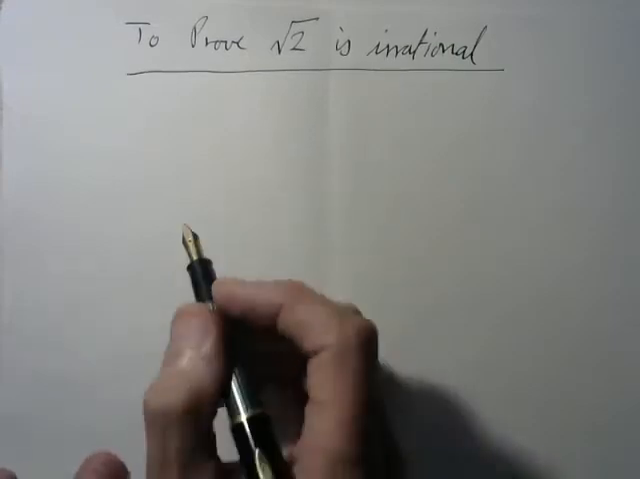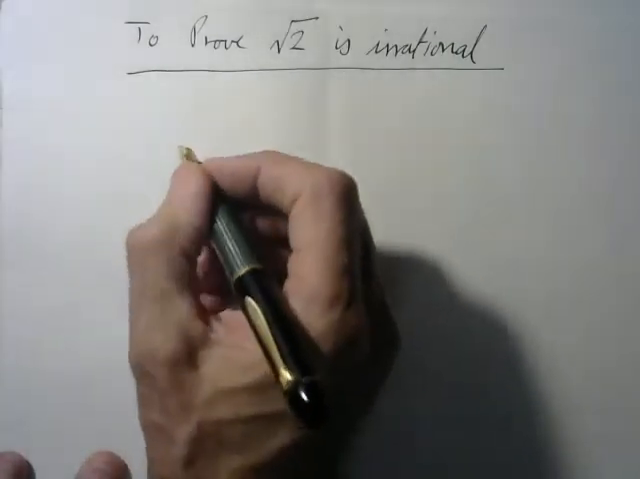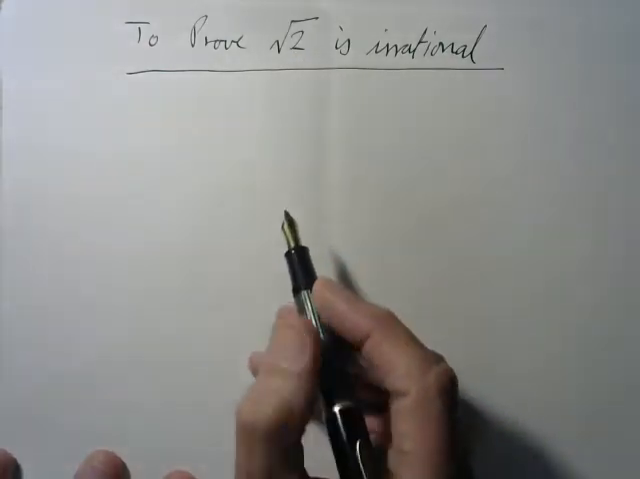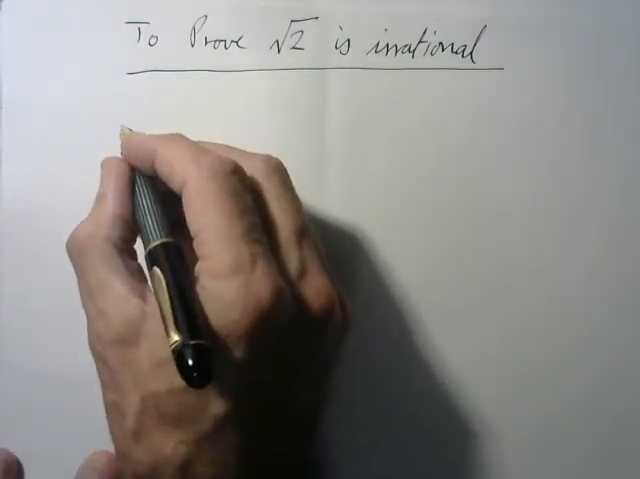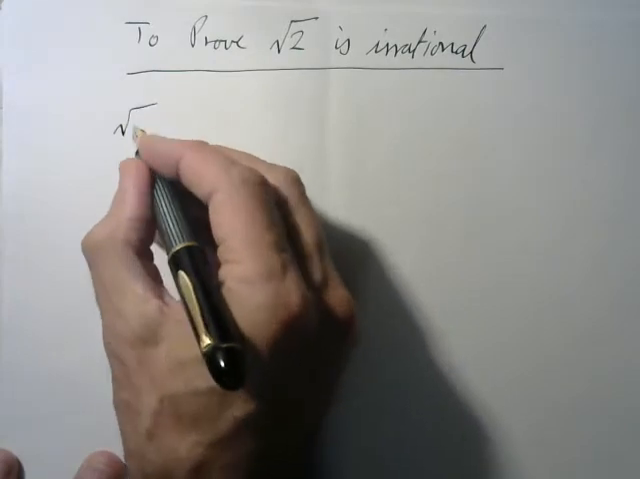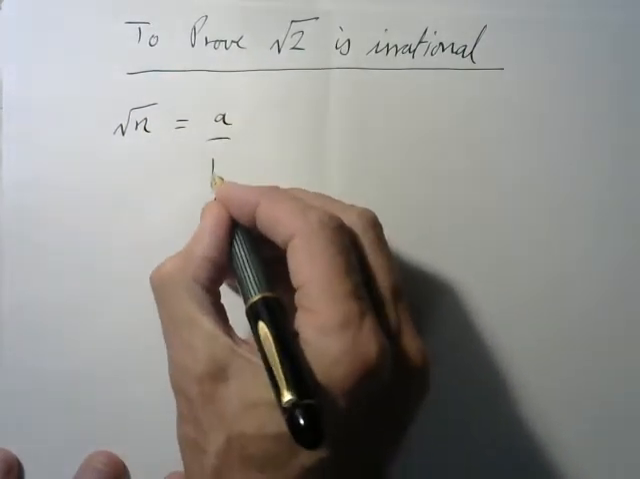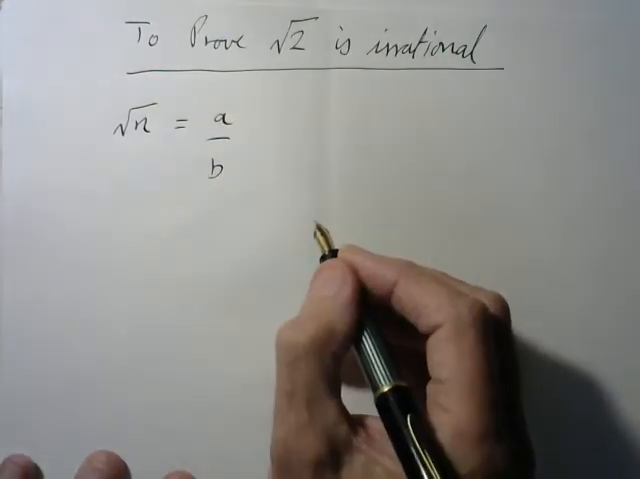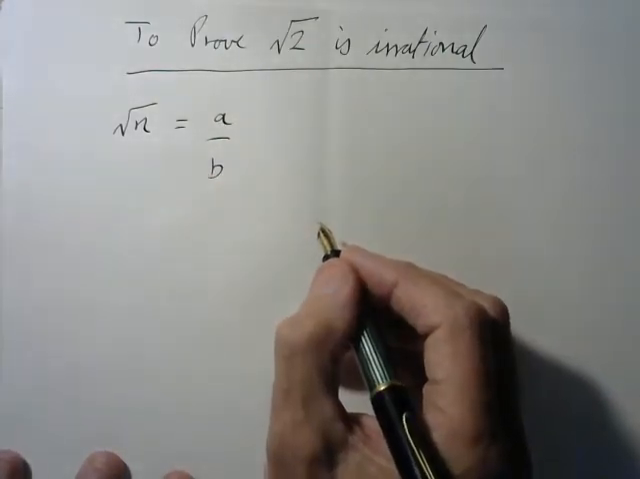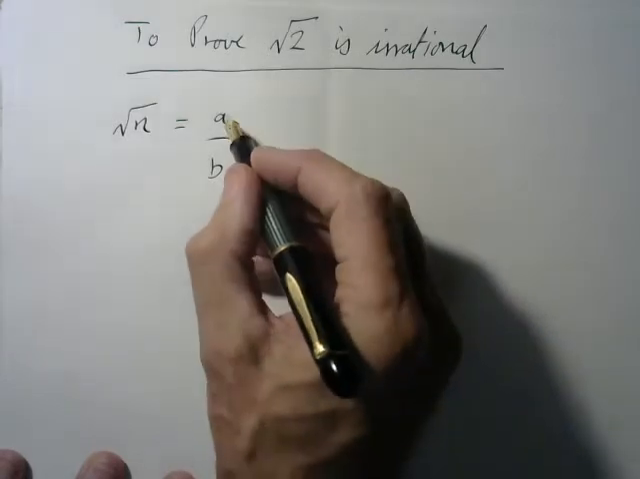There are many proofs, and some of them quite complicated, that root 2 is irrational. I'm going to start by saying that we can have the root of some integer n is equal to a fraction a over b, where a and b are whole numbers which do not have a common factor. We can't cancel a and b.